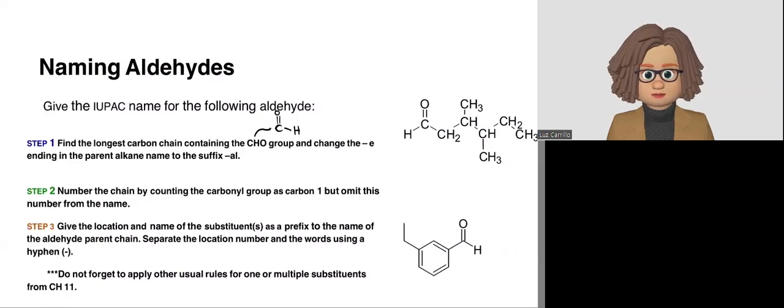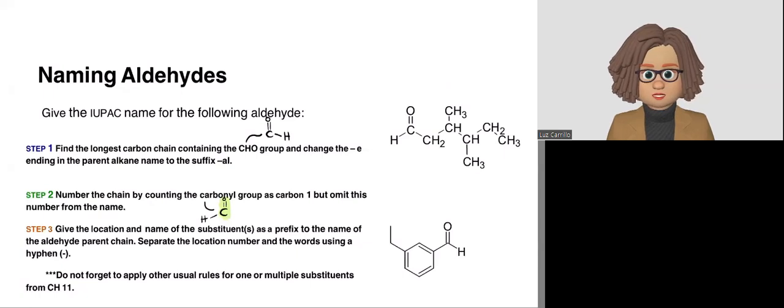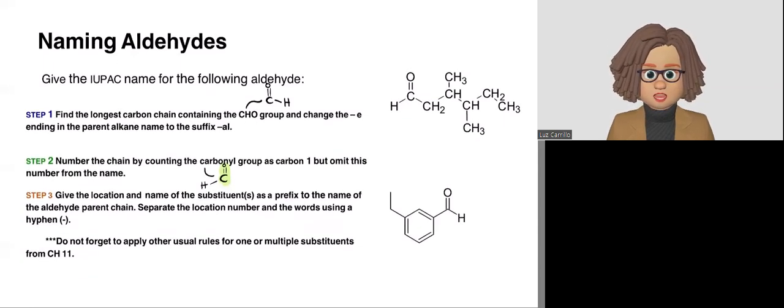When it comes to numbering, we are going to number the carbon chain starting from the end where the carbonyl is. Remember that the carbonyl group, this C double bond O, is specifically this area. Because in aldehydes, the carbonyl group, for at least straight chain aldehydes, is always going to be carbon 1, we can omit the number 1 when we're naming aldehydes from the parent chain.